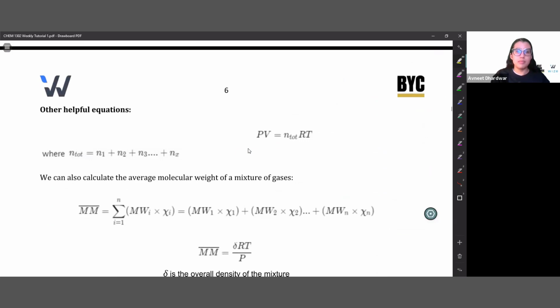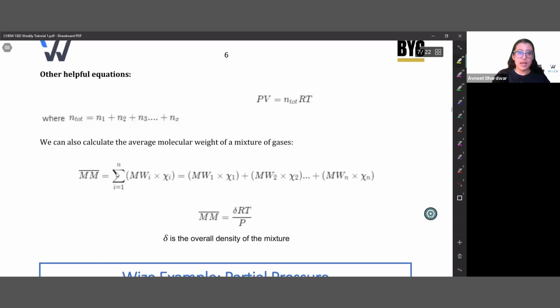Okay, this next one is very similar to the one I just showed you, so just make sure that if you're calculating a total pressure, then you're considering the total moles, and total moles is just looking at all of the different moles of gases in your mixture. So if there's 3 gases in your mixture, then you have to add up all of their moles to get total moles. And this last equation, there's usually a question on the midterm related to this average molecular weight equation.